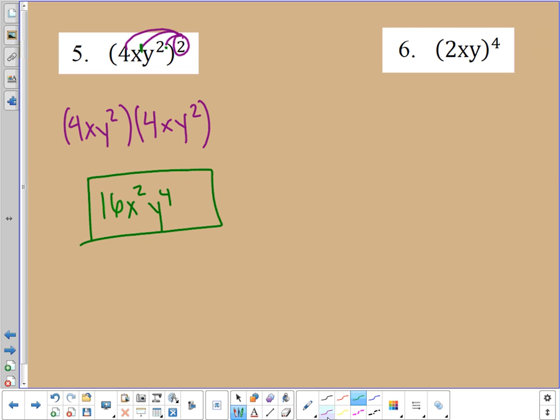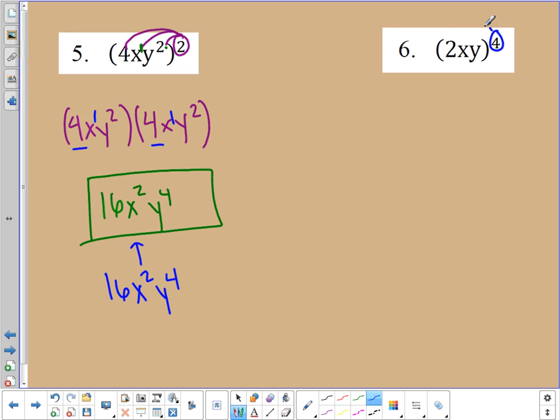There's my simplified expression. If you look at writing it out 2 times and then simplifying, 4 times 4 still gives me 16. X to the first times x to the first gives me x to the second. Y to the second times y to the second, 2 plus 2 gives me 4. That's y to the fourth. I got the same answer. Let's try number 6.